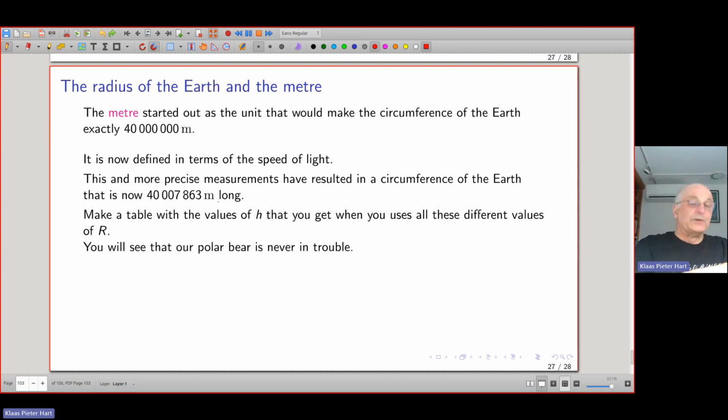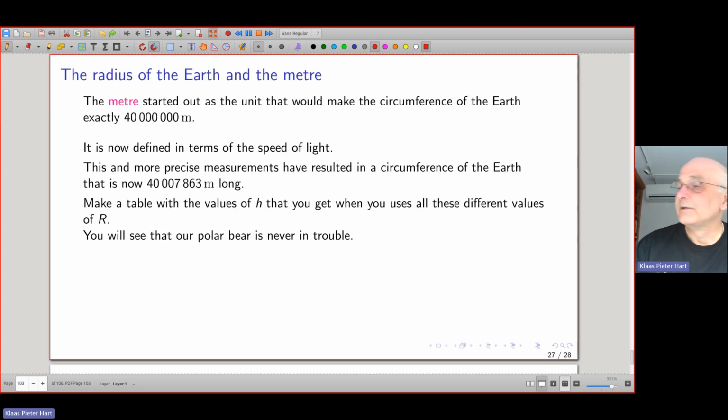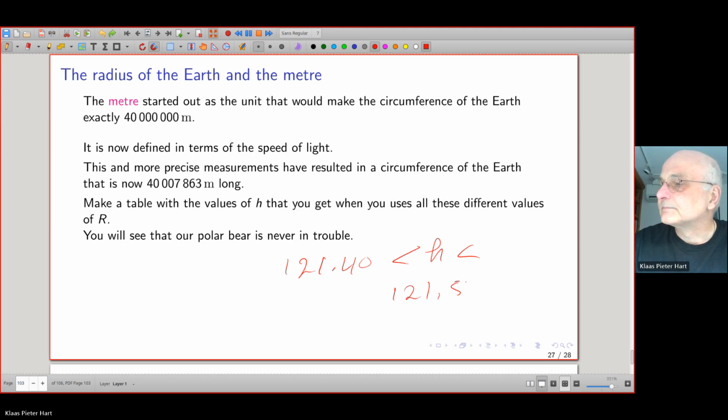And the polar bear is never in trouble because all the answers are roughly between 121 meters and 40 centimeters or 50 centimeters. That's where the answers are. So the polar bear will not even notice the rope because it's so high up in the air.